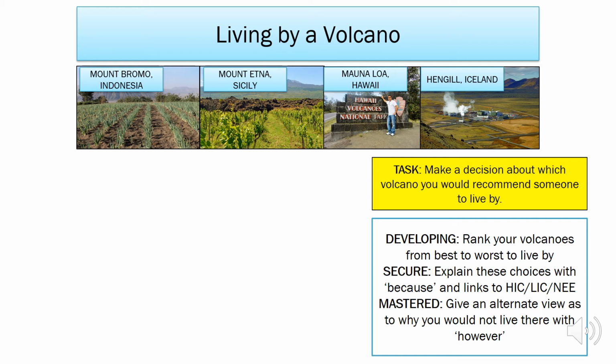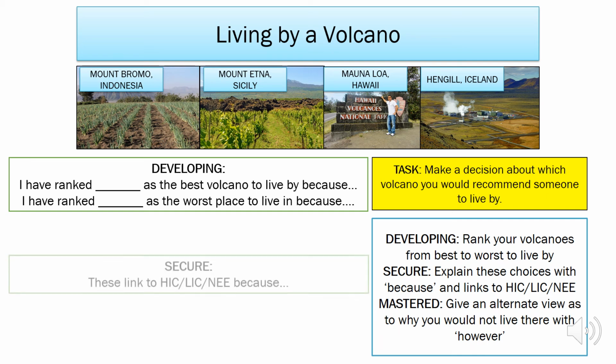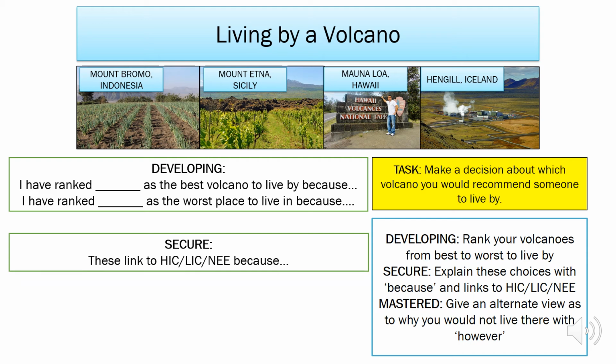So, using the information from the last task, if you're working at development level, you will rank each volcano from best to worst and complete the sentence starters on your screen. So I have ranked which volcano is the best, and I have ranked which volcano as the worst place to live in. Once you pick the best and worst volcano to live by, if you're working at a secure level, you will explain these choices with a because and if they link to HIC, LIC or NEE country.